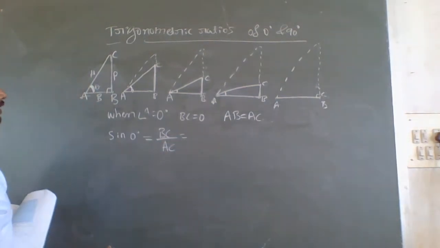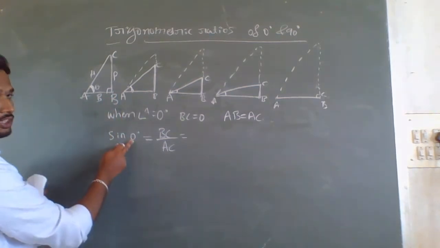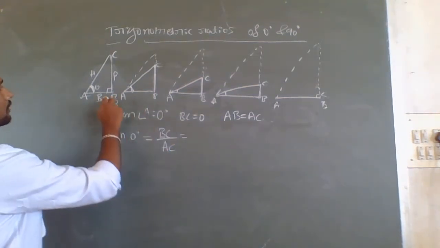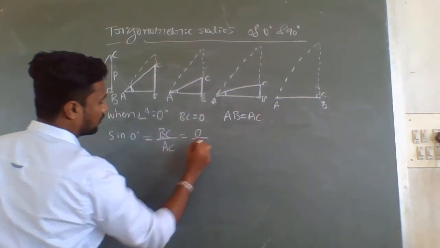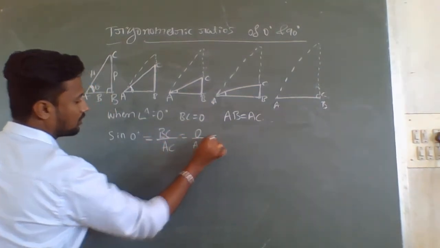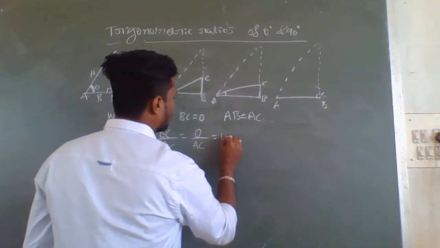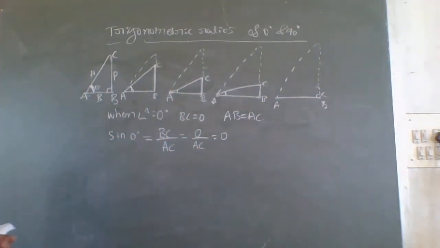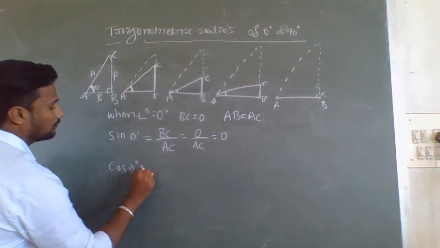So here you know that when angle A is 0 degree, meaning sin 0 degree, the length of BC will become 0. So the BC value is 0 only. So BC by AC equals 0 by anything, and what will you get? 0 only. So sin 0 value is 0. Okay. So now we will find out the cos 0 degree value.